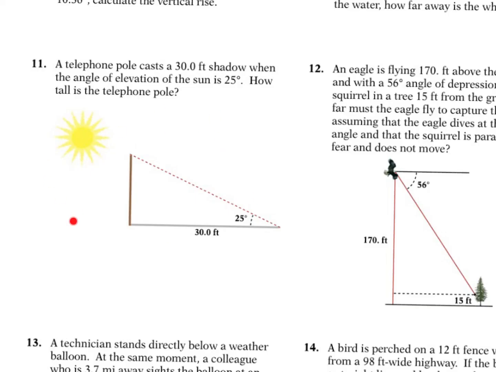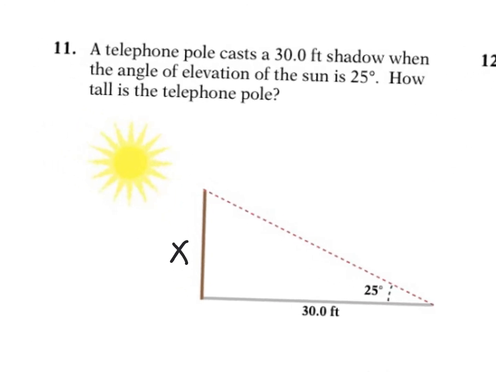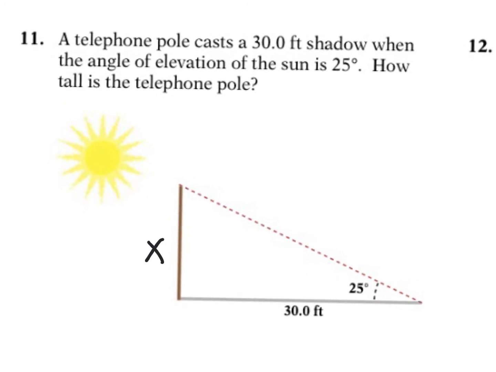Right, so I will give you this or this. It's casting a 30-foot shadow. Angle of elevation is 25 degrees. How tall is the telephone pole? So what am I looking for? The opposite. Yeah, this opposite side here. Apologies, 30 feet along the bottom. Can you zoom up on that a bit? Yeah. All right, so again, you just have to find that one missing side. You guys can do that.